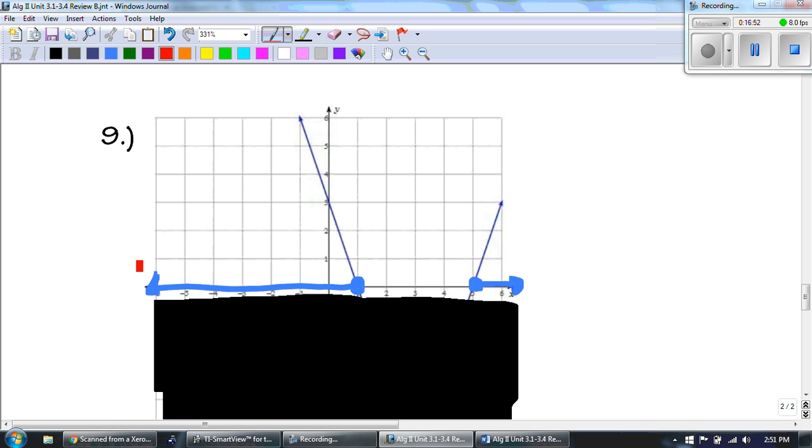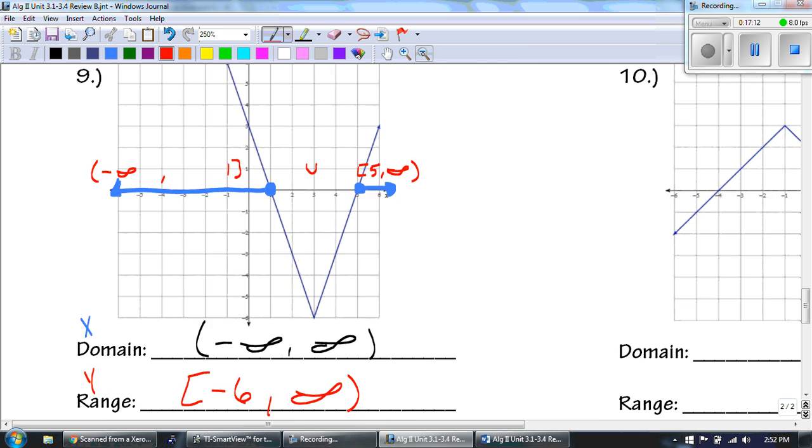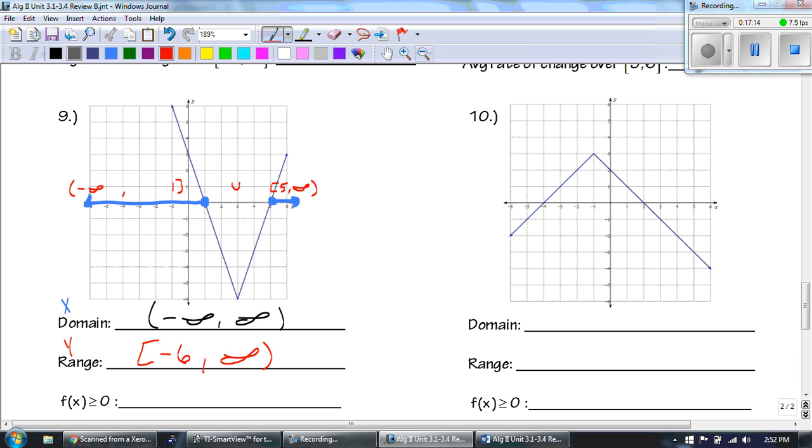So if we were to write this in interval notation, I'm above 0 from negative infinity to 1. There's a little break right here, and then I'm above at 5 to infinity. Okay? That's all the times that this function is greater than 0. So from negative infinity to 1, there's a break, and then it's from 5 to infinity.